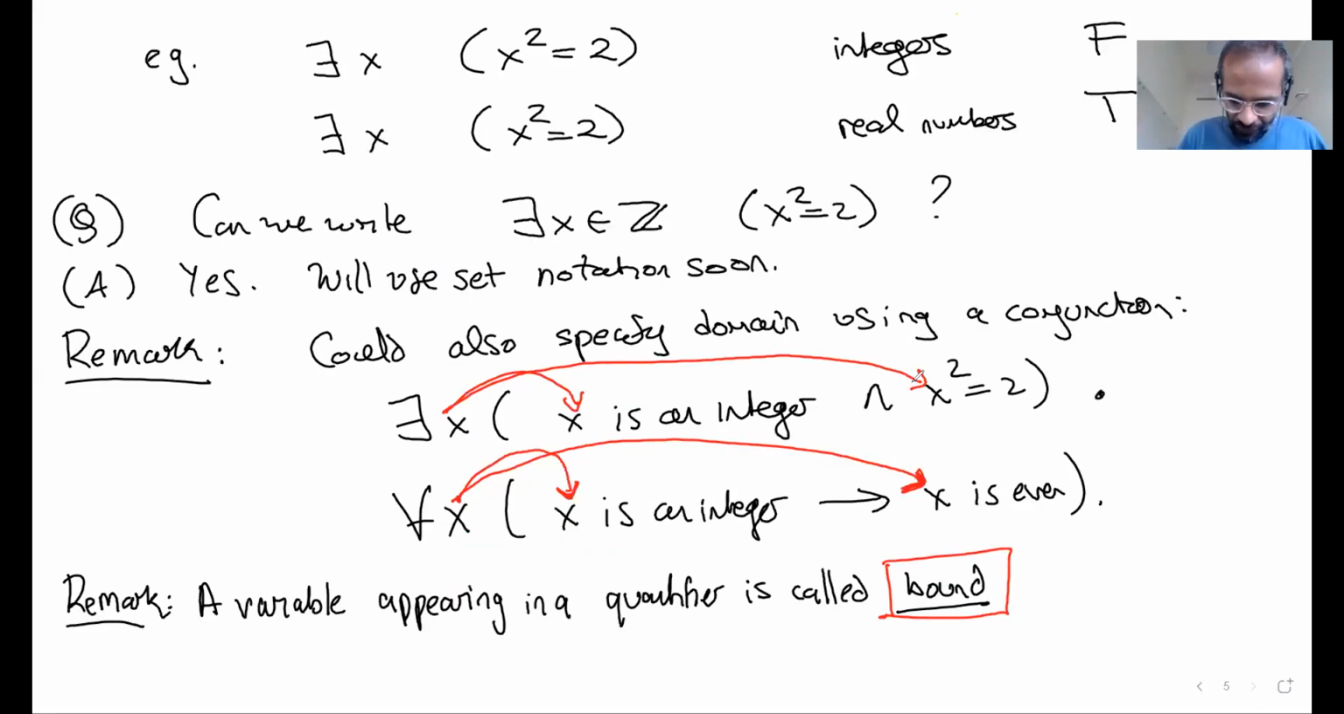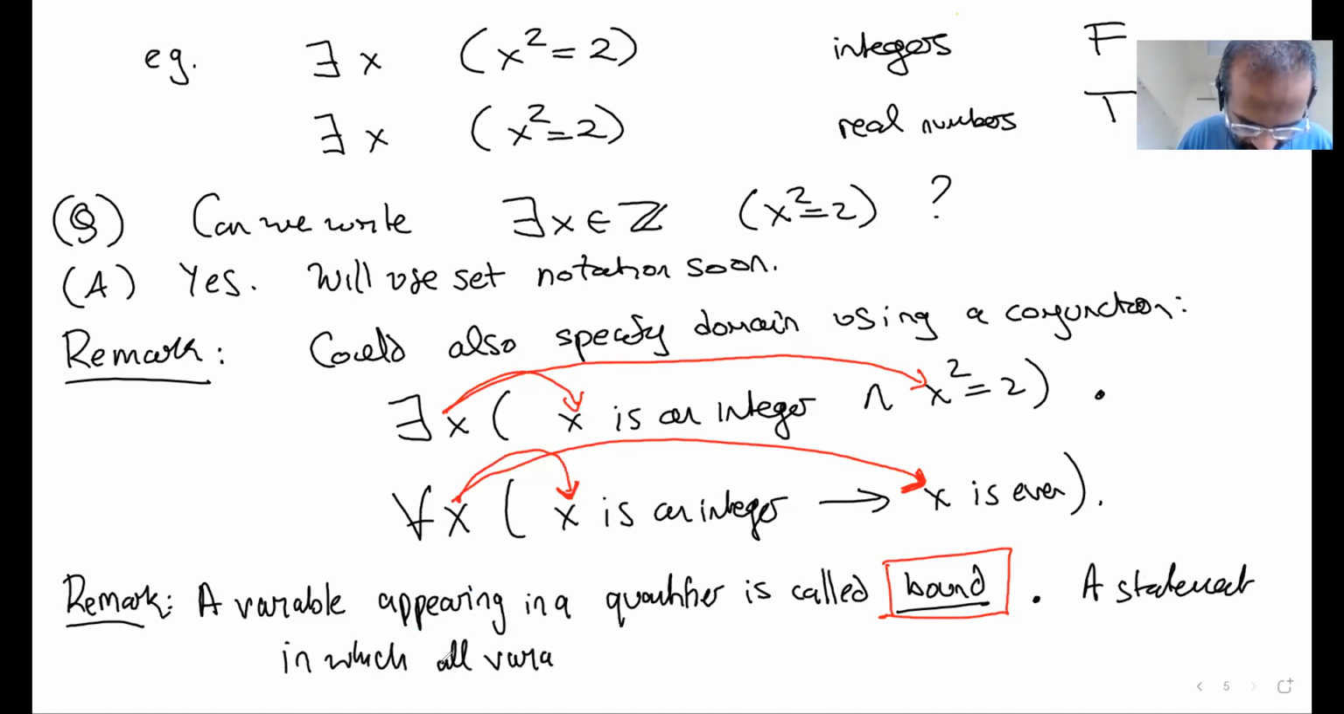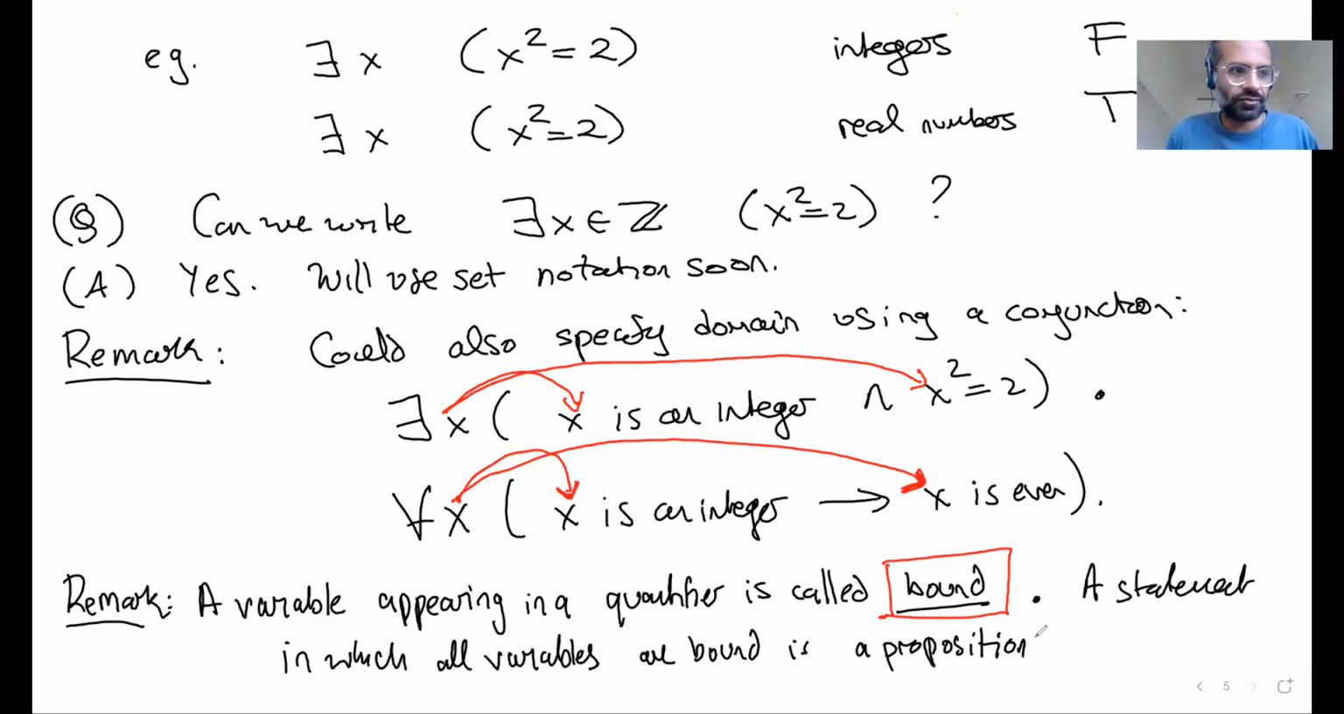So to answer your question, a statement in which all variables are bound is a proposition. Otherwise, it isn't. If you have a variable that's not bound, then the truth or falsehood of the proposition can depend on the value of the variable.